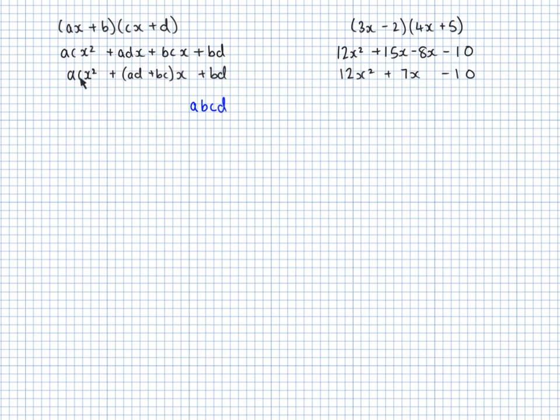So here I had AC times BD. Here I've got 12. Remember, this 12 came because I had 3 times 4. So you can think of the 3 as the A and the 4 as the C. 3 times 4 is 12. What I'm doing is this coefficient of x squared times the constant here. So 12 times -10 will give me -120.